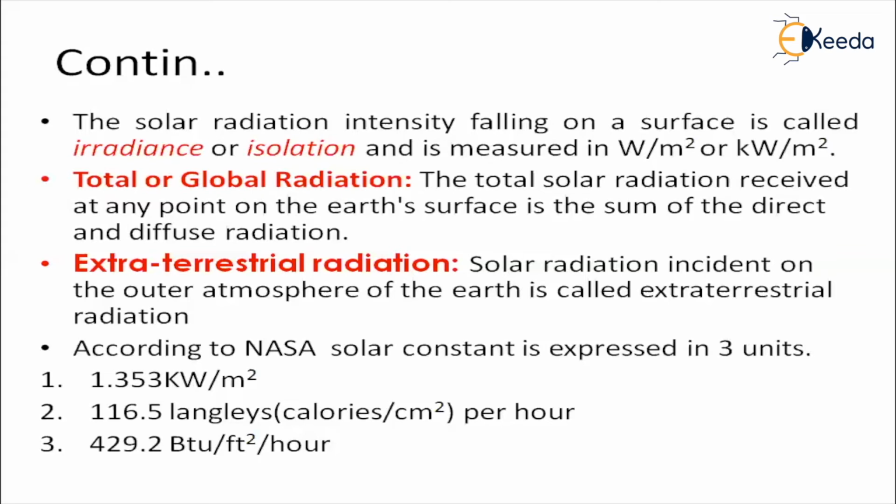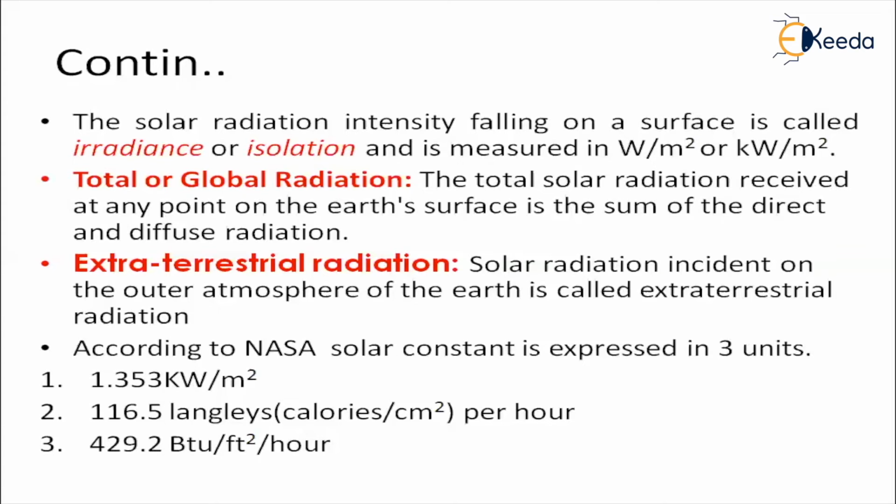Extraterrestrial radiation. Solar radiation incident on the outer atmosphere of the Earth is called extraterrestrial radiation. Okay, so whatever solar radiation is incident on the outer atmosphere of the Earth is known as extraterrestrial radiation.